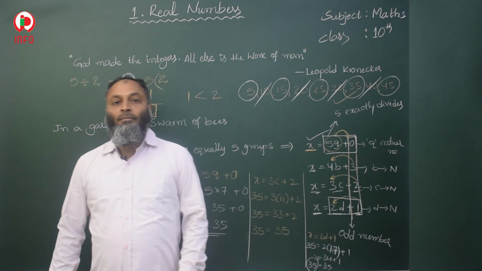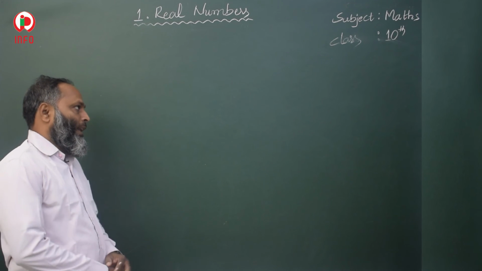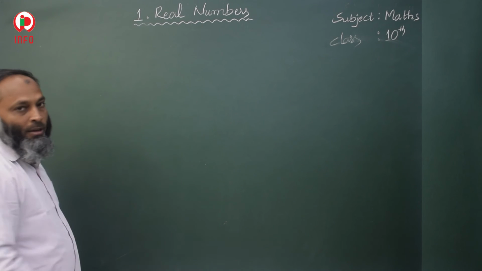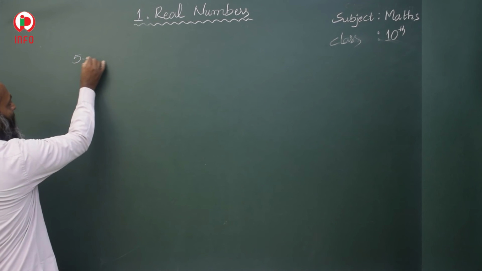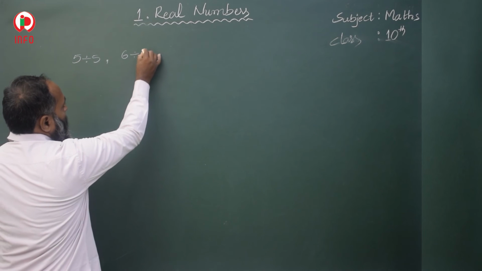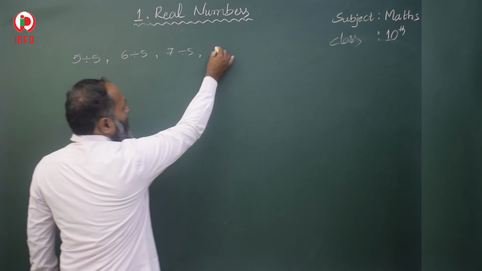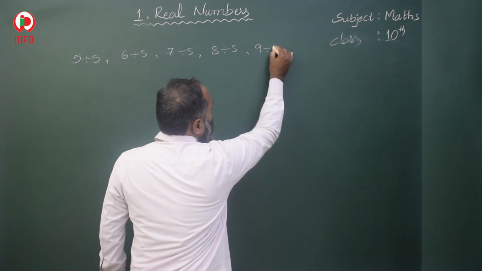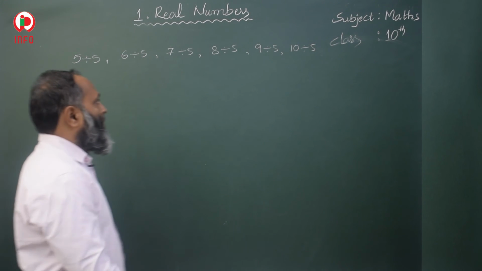Okay, students, see here. Before explaining the division algorithm, I want to explain a problem with an example. If 5 is divided by 5, what happens? If 6 is divided by 5, what happens? If 7 divided by 5? If 8 divided by 5? If 9 divided by 5? If 10 divided by 5? See here, one by one.